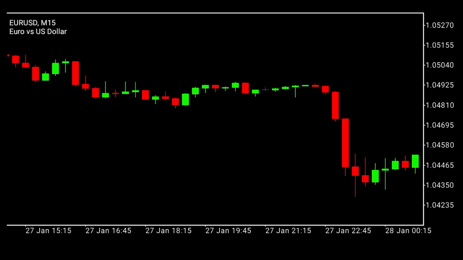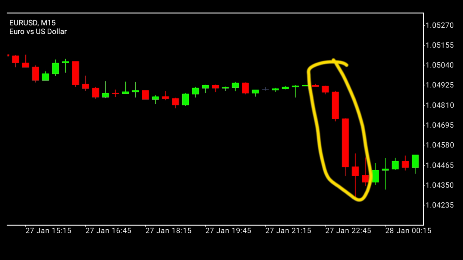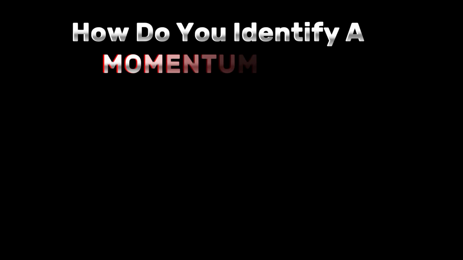notice again how each candle is getting larger and moving a greater distance per candle, which shows a gain in bearish momentum. You want to trade with this gain of bearish momentum and not against it. So now, how do you identify a momentum loss?